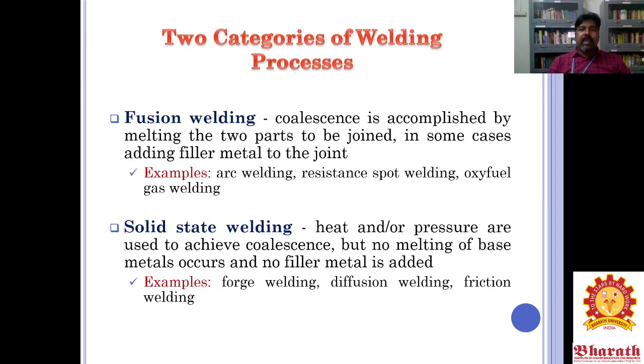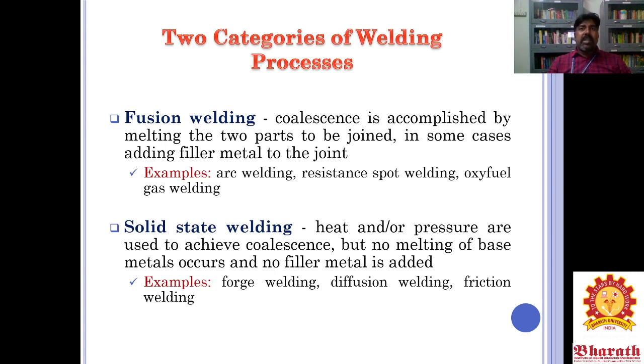Come to the categories or classifications of welding process. It is mainly classified into two types. One is the fusion state welding process, and another one is plastic welding. Fusion state is otherwise called the liquid state welding process, and the solid state welding process is otherwise called plastic welding. So what is meant by fusion welding? Fusion welding or liquid state welding.